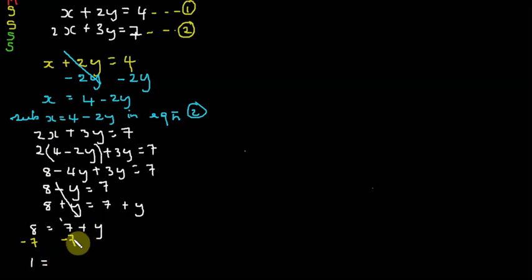7 minus 7 will result in 0. And we have y remaining. So therefore, y is equal to 1. But wait, the question is not finished as yet because we still have to find the value of x. How do I find the value of x?